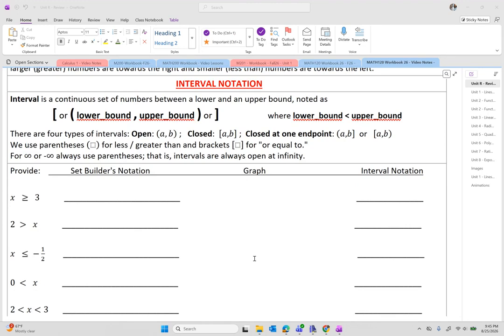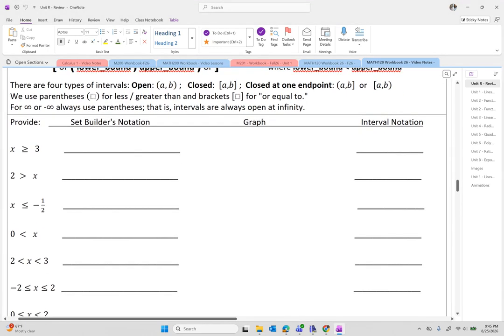Wherever we have the parentheses, that means that the solution set does not include that value, the lower or the upper bound. If we have a bracket, then the solution set includes that value. For infinity and negative infinity, which could be either the lower bound or the upper bound, we always use parentheses because we can never equal infinity. Since infinity means that we can keep growing, or negative infinity means that we can keep moving towards the left of the number line infinitely without ending.